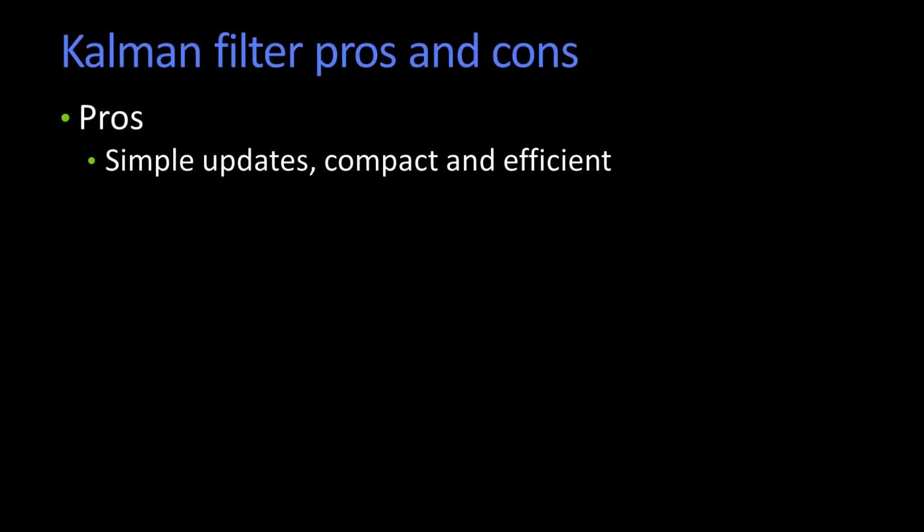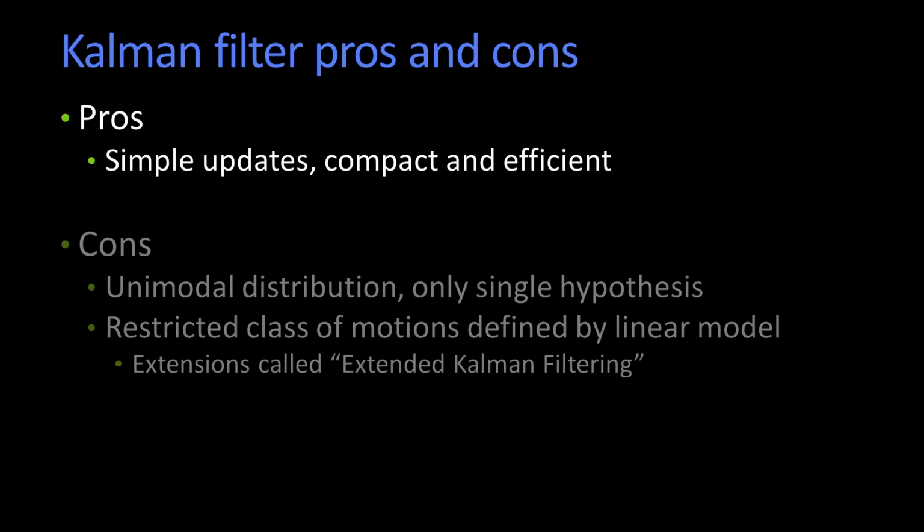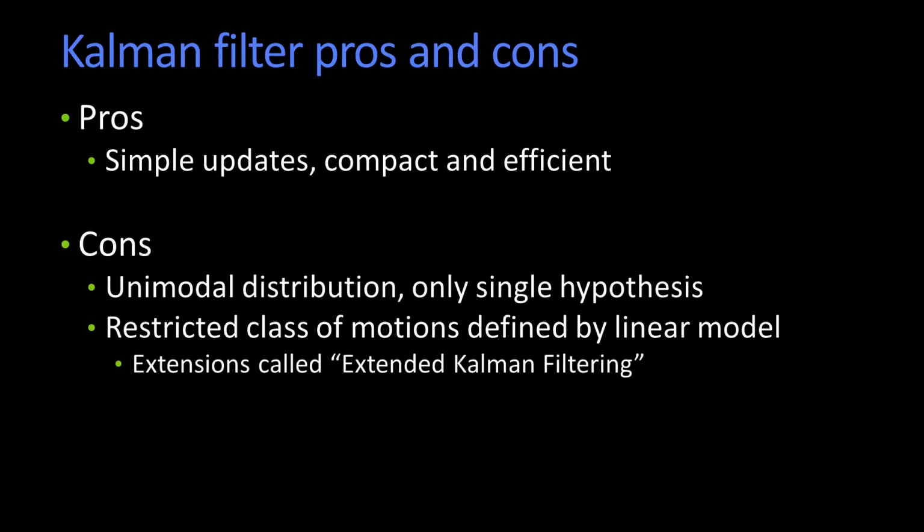We said nice things about it: that it's simple, it's compact, it's efficient, and it's very easy to spell. The cons of it are, in fact, maybe I should have listed these in the other order. Here it says, we'll say there's sort of a restricted class of motions defined by the linear model. The linear thing we can get around by using what's called an extended Kalman filter.